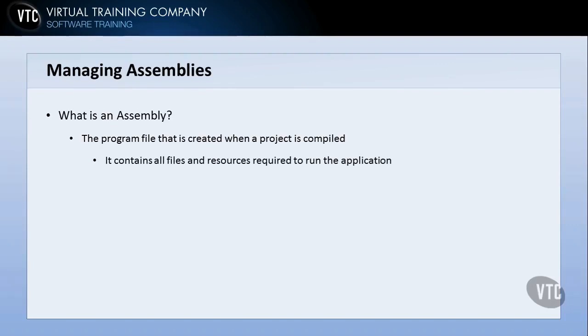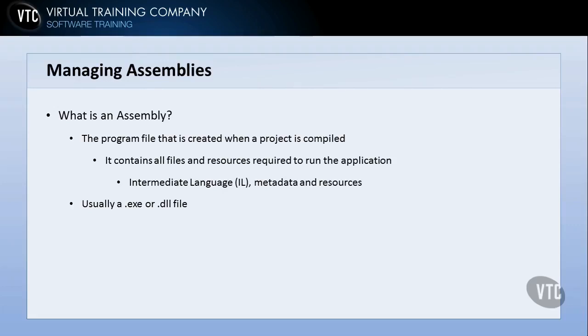Now, normally this is going to be an exe or a DLL file, and that one file contains all the files and resources required to run the application. You've probably heard before there's a manifest and all these other resource files in there. The main thing, you have intermediate language or IL, metadata, and resources. And if you remember, the metadata, the intermediate language especially, is what the common language runtime actually uses to execute this application or this code on the computer.